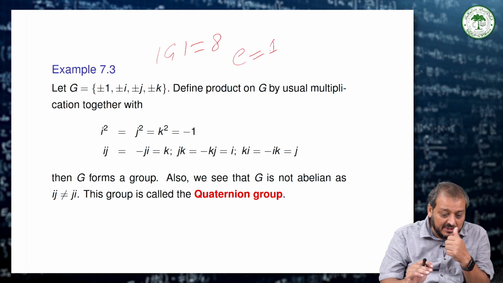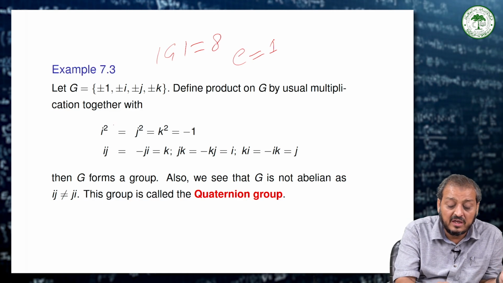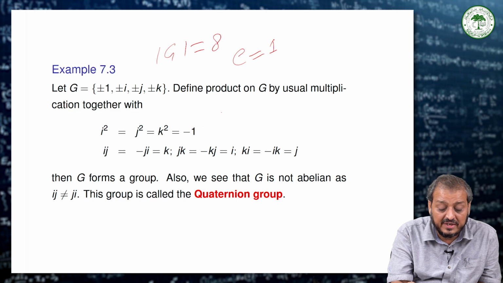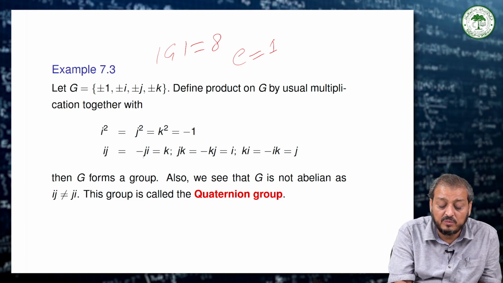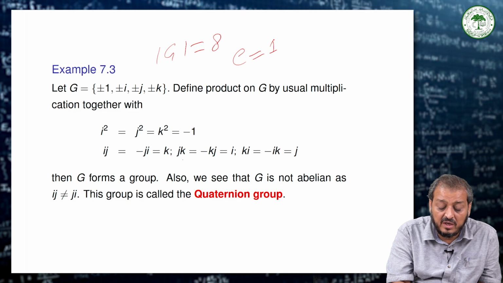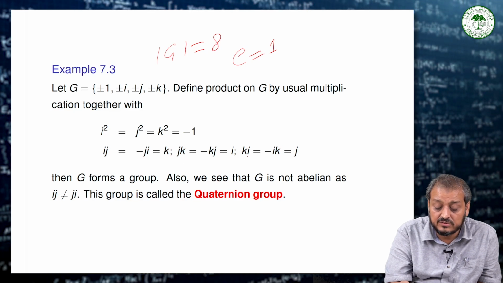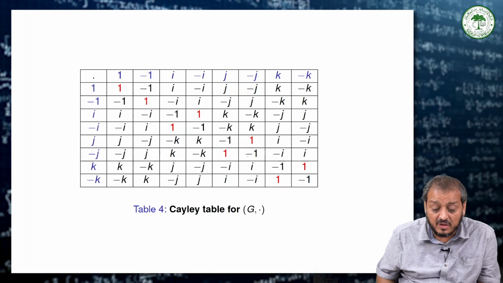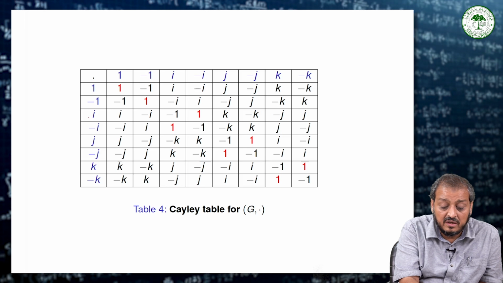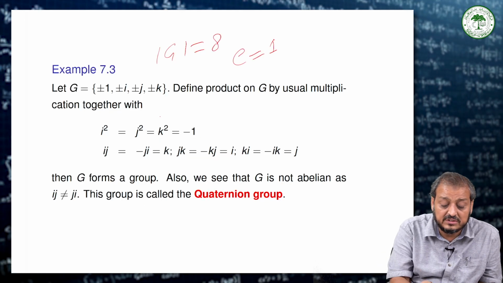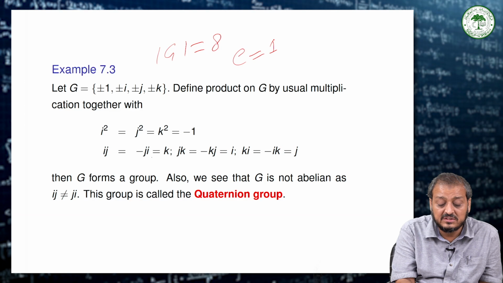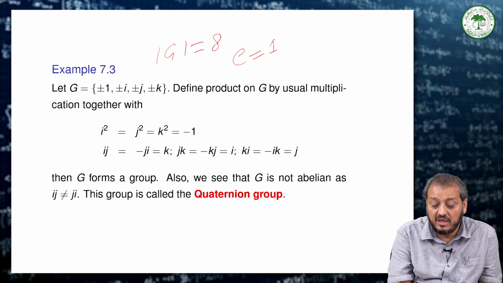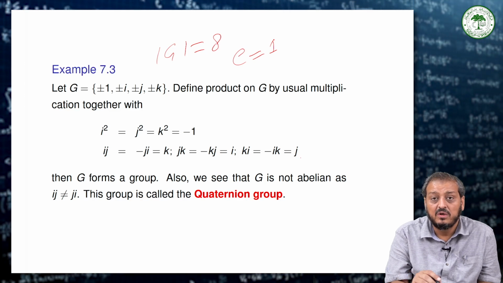The condition you have to check is that i square, j square and k square are equal to minus 1. We have ij equal to minus ji equal to k, jk equal to minus kj equal to i, and ki equal to minus ik equal to j.